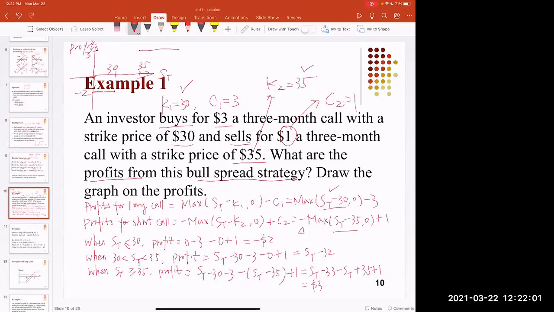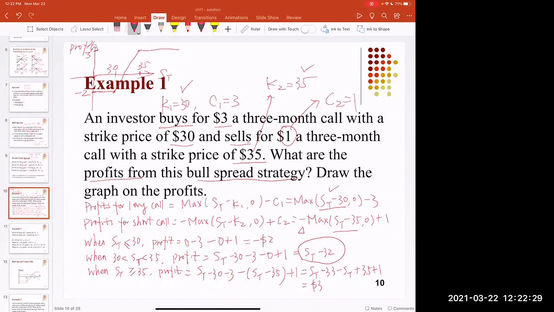So between 30 and 35, we just need to link these 2 points. You see the slope of the line between 30 and 35 is positive. You can see ST is positive, so it is upward sloping. So this is basically the bull spread strategy for call.